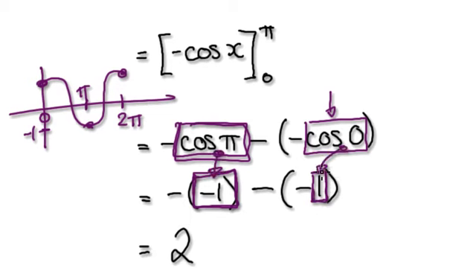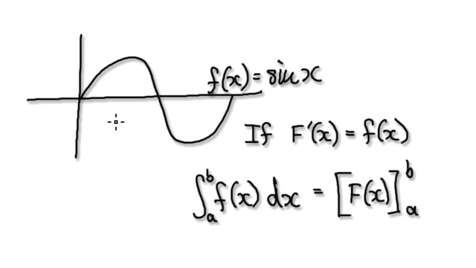This thing here will be a 1. So it's really 1 plus 1, so the area here is 2. Okay, so the area of this hump here is 2.